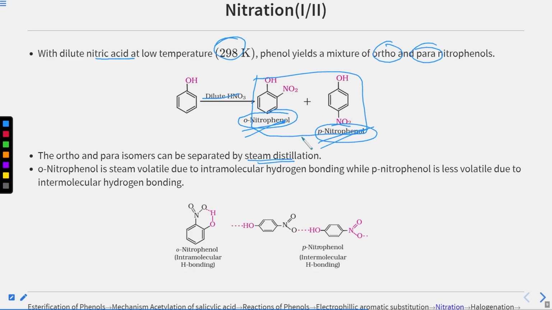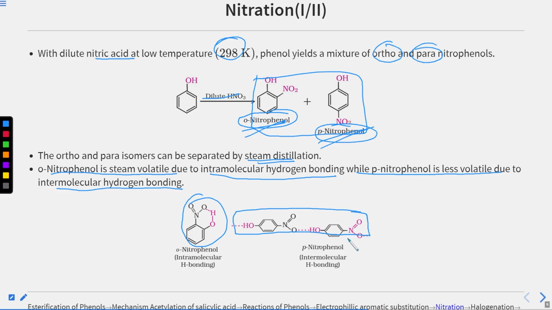Ortho nitrophenol is steam volatile due to intramolecular hydrogen bonding, while para nitrophenol is less volatile due to intermolecular hydrogen bonding. First of all, what is this? If you see this compound here, that is orthonitrophenol, there is hydrogen bonding between the atoms of the same molecule. And in para-nitrophenol, the intermolecular hydrogen bonding is between two different molecules. So this is a different molecule and this is a different molecule, and there is an interaction between the atoms of the first molecule with the atoms of the second molecule. So this is intermolecular hydrogen bonding and this is intramolecular hydrogen bonding.